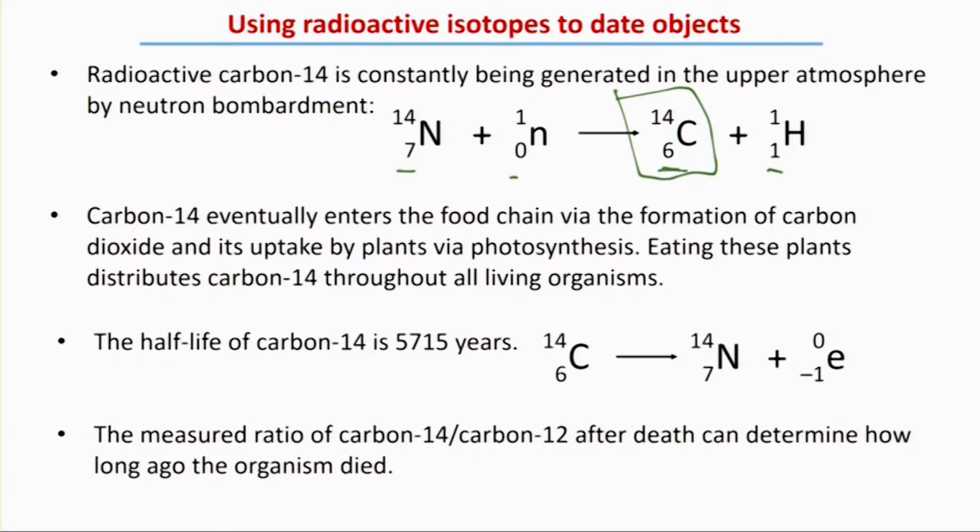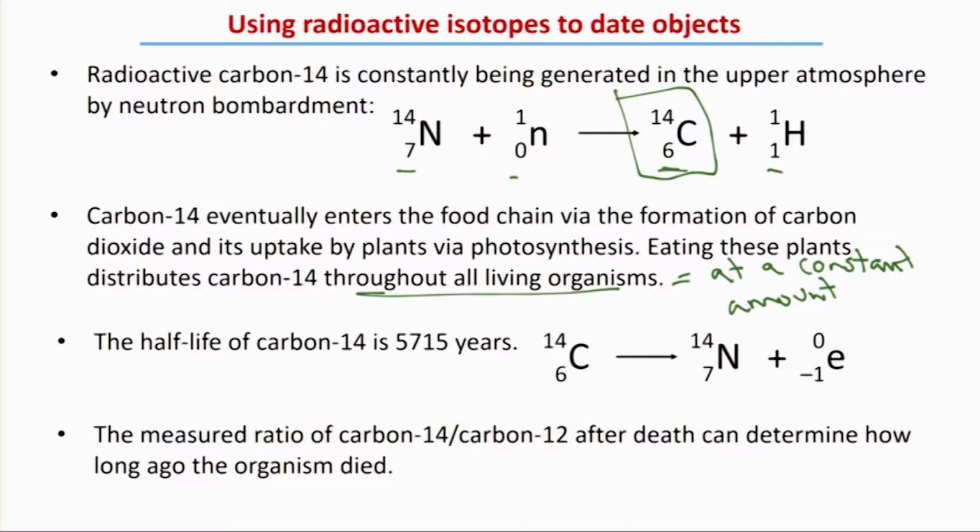Now this gets into the food chain: carbon dioxide, plants, you breathe out carbon dioxide, you get it in your body. You have lots of carbon in your body, and overall, living things will roughly contain a constant amount of carbon-14. You're breathing in, you're letting it out, carbon's coming and going. So it stays relatively the same when you're alive.